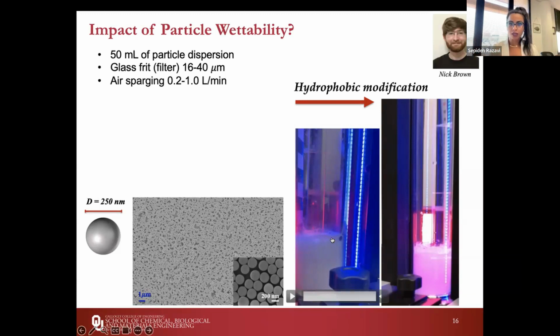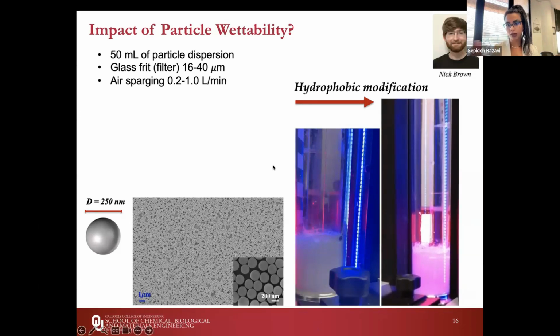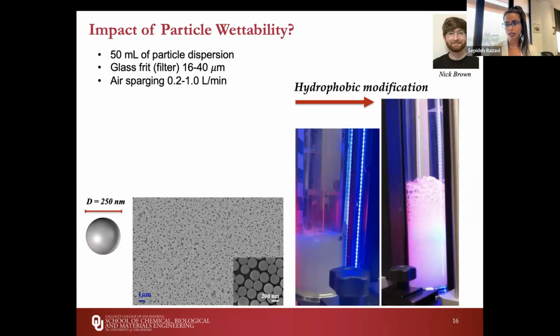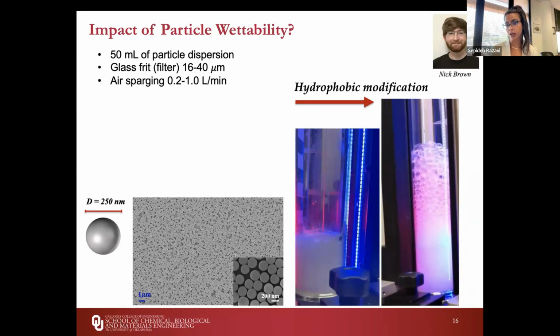Then what we did was we hydrophobically modified these particles because, as you know, silica particles suspended in water are going to be negatively charged. So what we did was replace some of those silanol groups with methyl groups through silane reaction. And then we repeated this experiment to make a foam. As you can see on the right-hand side, now we have hydrophobically modified silica particles, which we were able to then generate a whole lot of foam with compared to the case of unmodified silica particles.